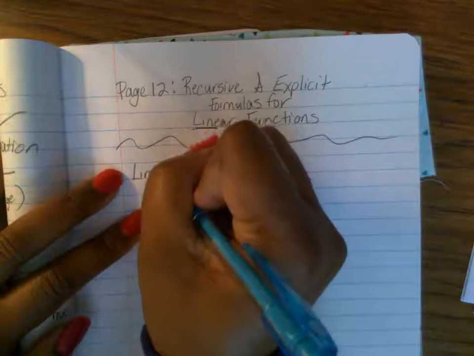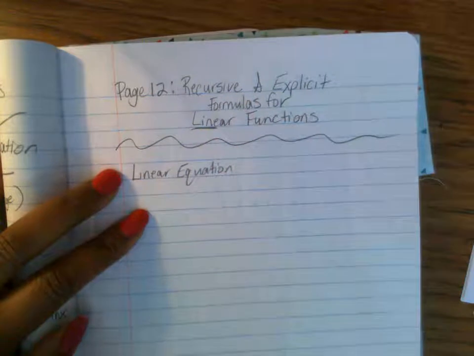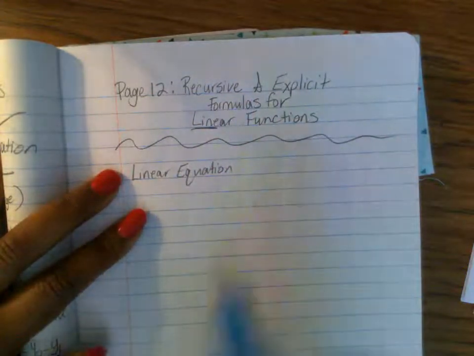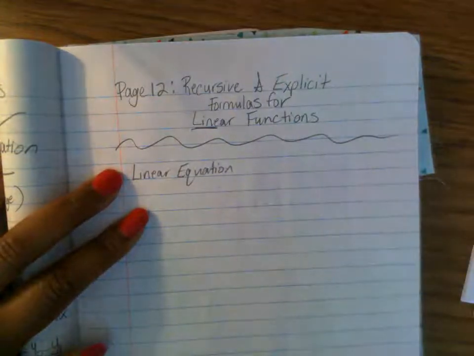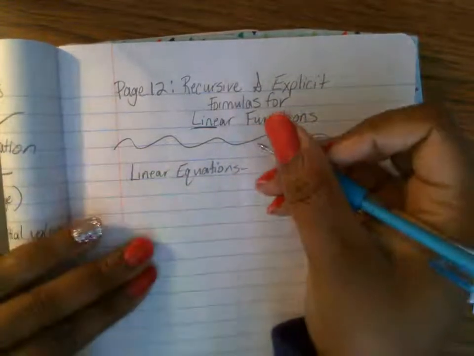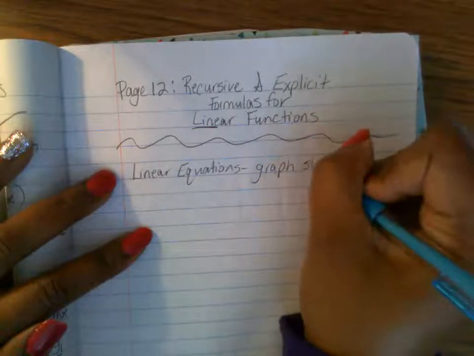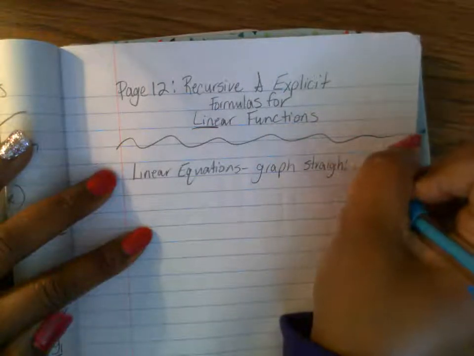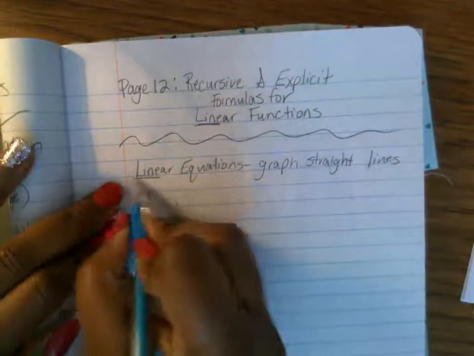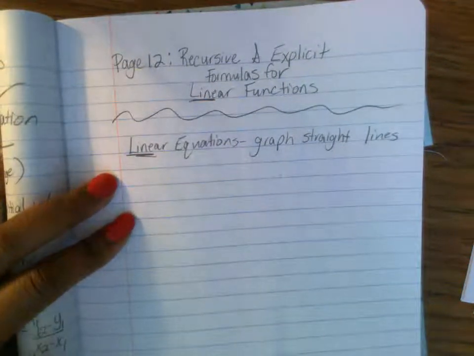Linear equations. Remember, not all linear equations are functions, okay? If it's a vertical line, it's not a function because it has all the same x values. So I'm going to say linear equations here graph straight lines. Linear equations, the smaller word in linear is line, are equations that graph straight lines. Okay.